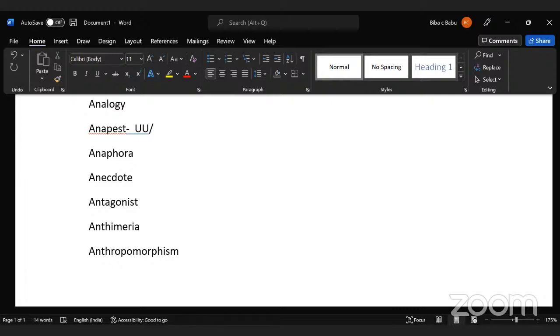That is anthropomorphism. You know Tom and Jerry, right? Tom and Jerry, Mickey Mouse, Minnie Mouse, Jungle Book. So there are animals, but these animals are given some human qualities. That is anthropomorphism. Next is anticlimax.